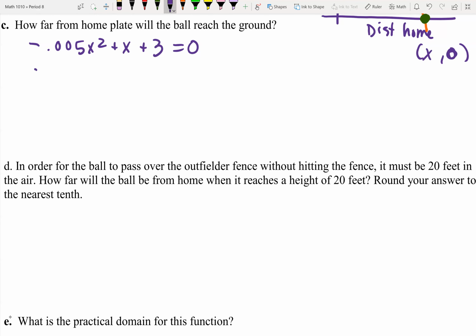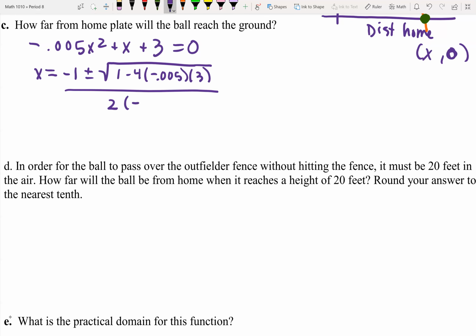Quadratic formula. Everybody go x equals negative b, that's negative 1, plus or minus the square root of b squared. That's 1 squared. Please don't write it as 1 squared. How did I say to write that? Just a 1, right? Figure out what 1 squared is. Minus 4 times a, which is negative 0.005, times c, which is a 3, all over 2 times a, which is negative 0.005. Okay, I want everybody to freeze right here.